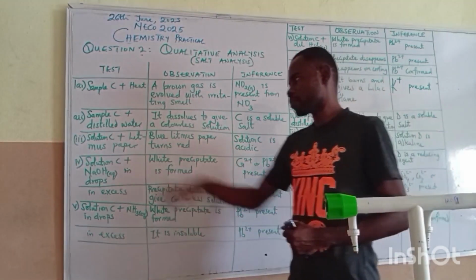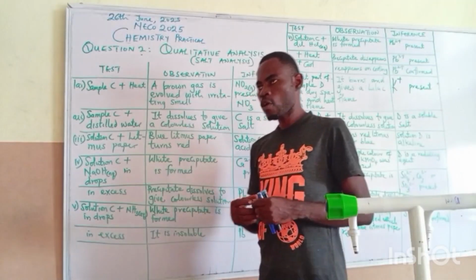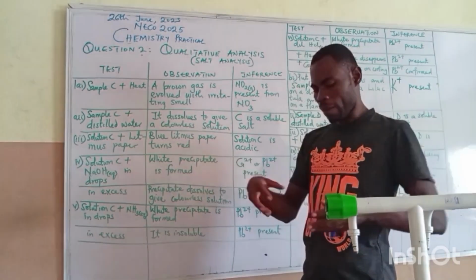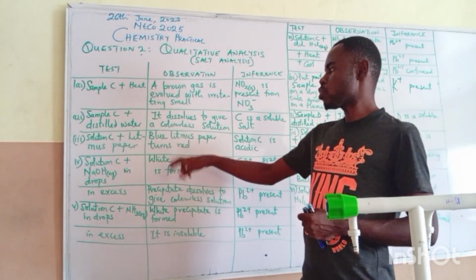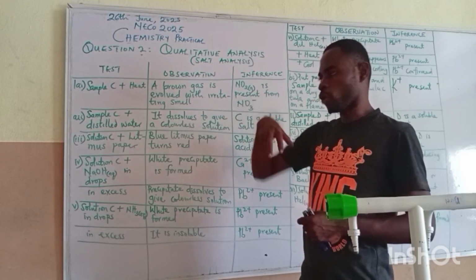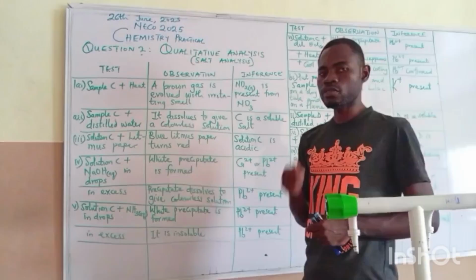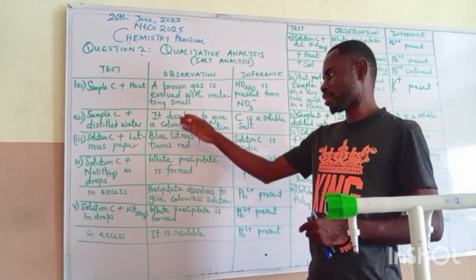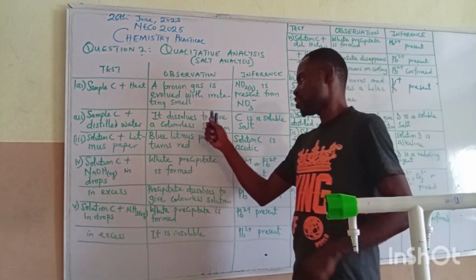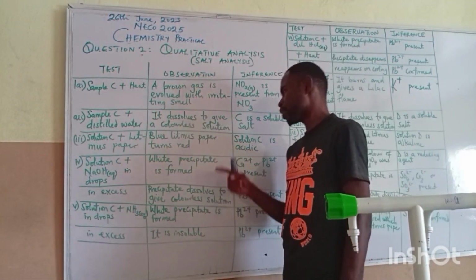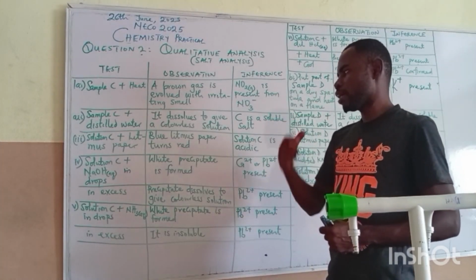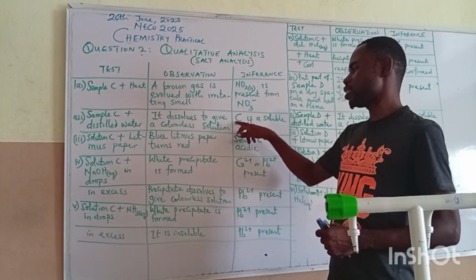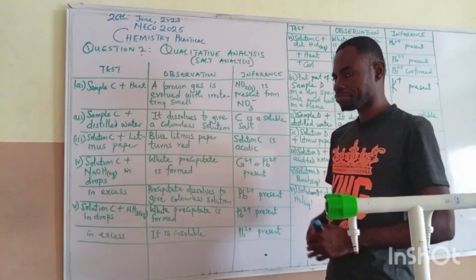Next, sample C plus distilled water. When we added part of sample C into our test tube with water, what we got was that it dissolves. That sample dissolves and gives a colorless solution. That's why you can see in my report that it dissolves to give a colorless solution. And from there, we noticed that since it can dissolve and be soluble, C is a soluble salt.